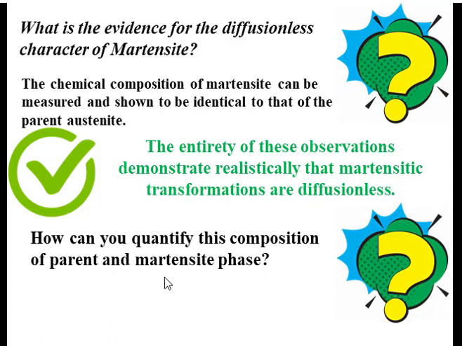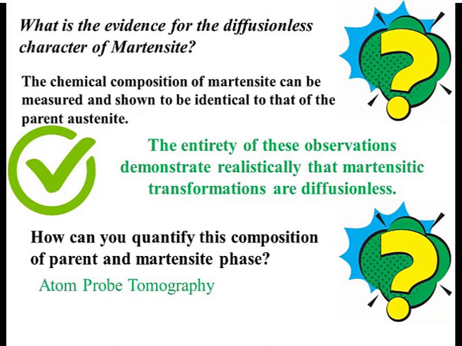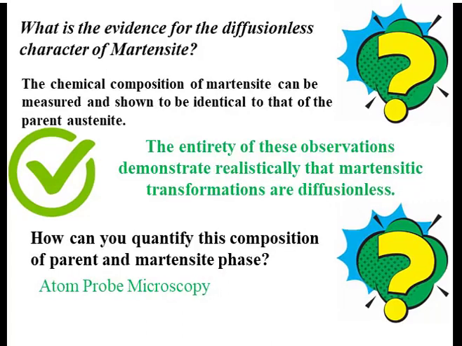So, can you tell me, how can you quantify the composition of the parent and martensite phases? Well, you can use atom probe microscopy, which we have access to at IIT Ropar. You can give your samples to your supervisor if you want to work in this field, and they can send them across to IIT Chennai, where they have this atom probe microscopy, and you can get the composition of austenite and martensite and check it, and both of them come out to be the same. So till now we have seen that the evidence for the diffusionless character of martensite is that the parent phase and the martensitic phase both have the same compositions. And this can be checked by atom probe microscopy.